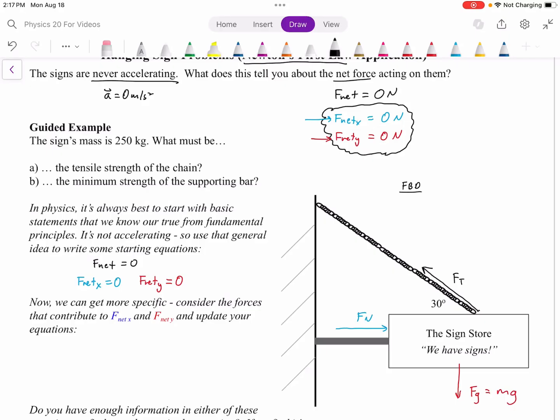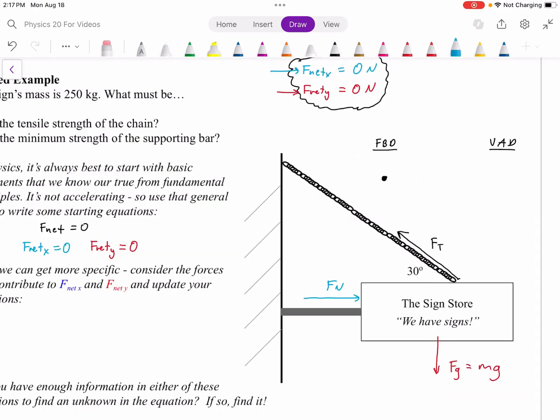Let's visualize with some free body and vector addition diagrams. So for free body, we've got the normal force to the right, okay? We've got gravity pulling straight down. And then for our force of tension, it's up at an angle like this, okay? And we can start thinking about that tension's components. We're gonna have to, right?